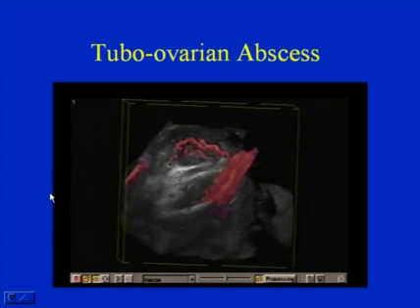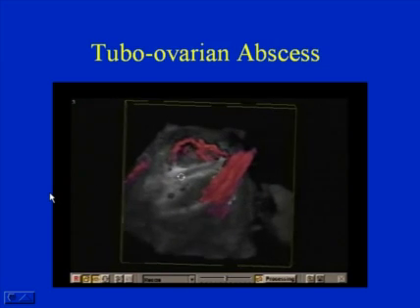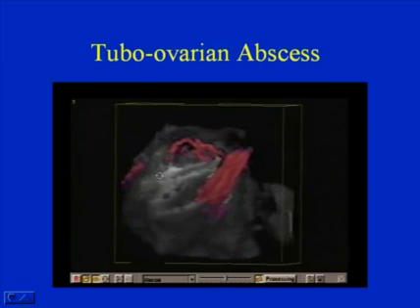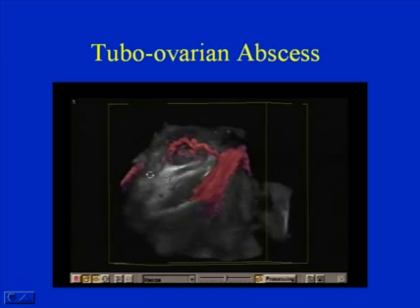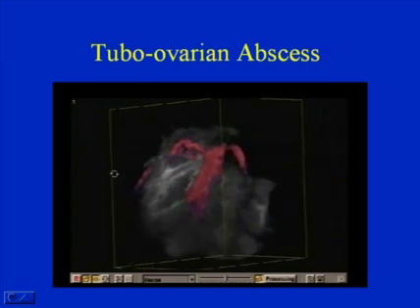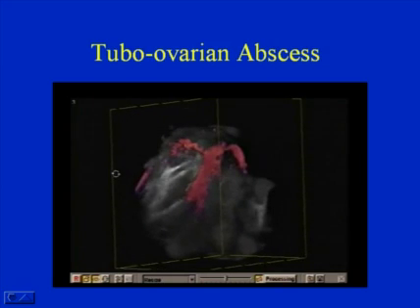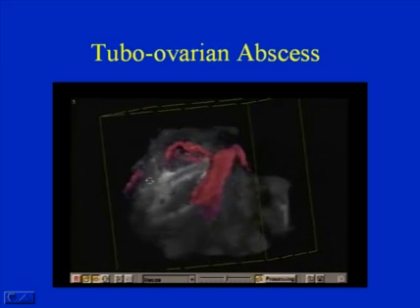This is a lesion that has large central vessels, and as you can see, it's a tubo-ovarian abscess, but it points out how we can use 3D to monitor where a needle would pass if an interventional procedure is done in this patient.